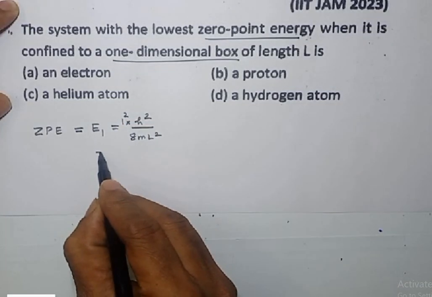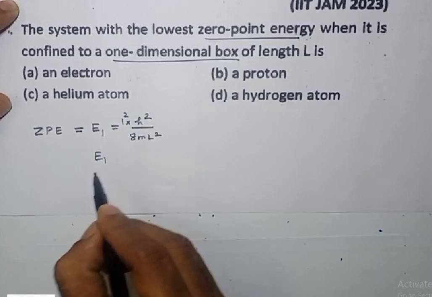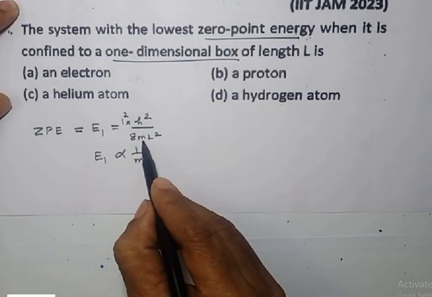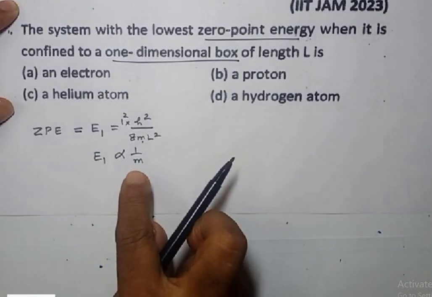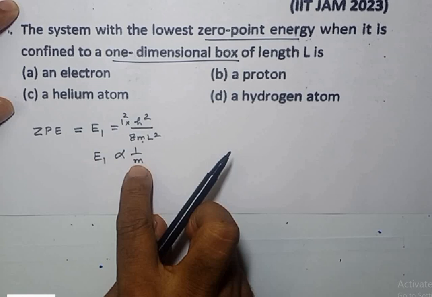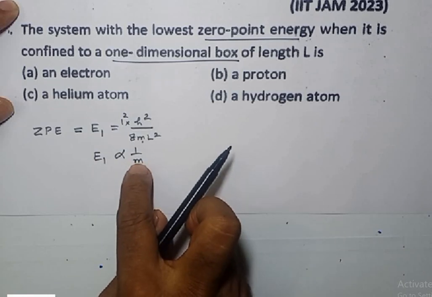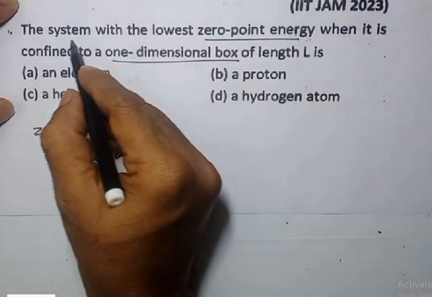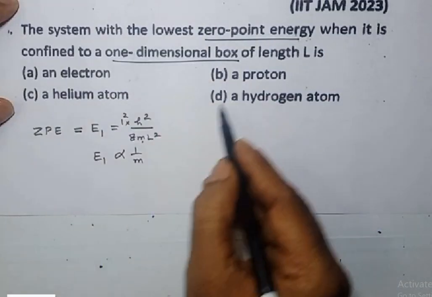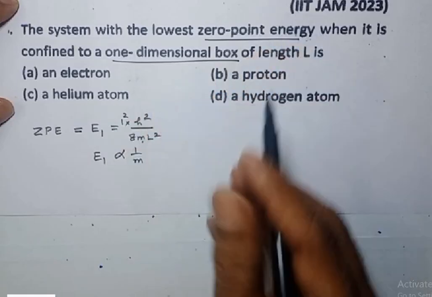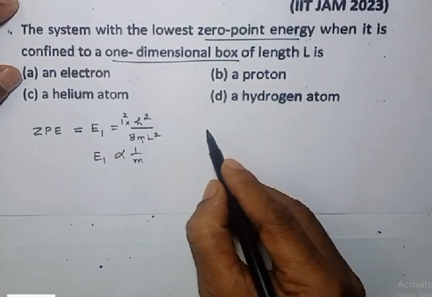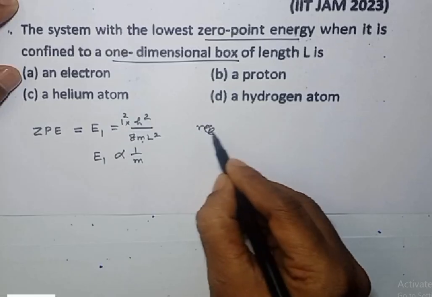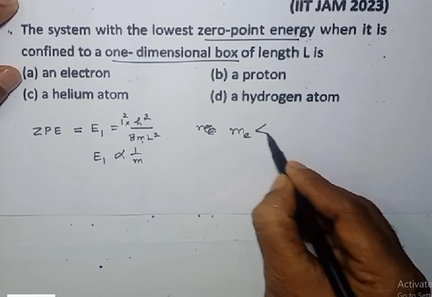Now, zero point energy E1 is inversely proportional to mass, correct? I have mass here. So the particle having high mass is supposed to have the least zero point energy. Which is having the lowest zero point energy? You should see which among the four has higher mass. You know very well, the electron has the lowest mass. Let me write here, mass of electron is lowest.